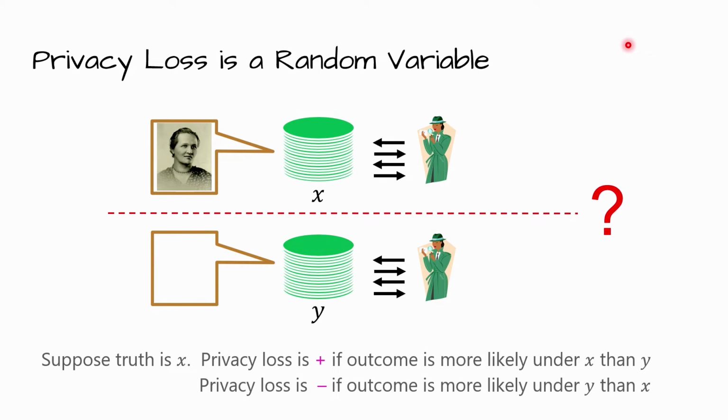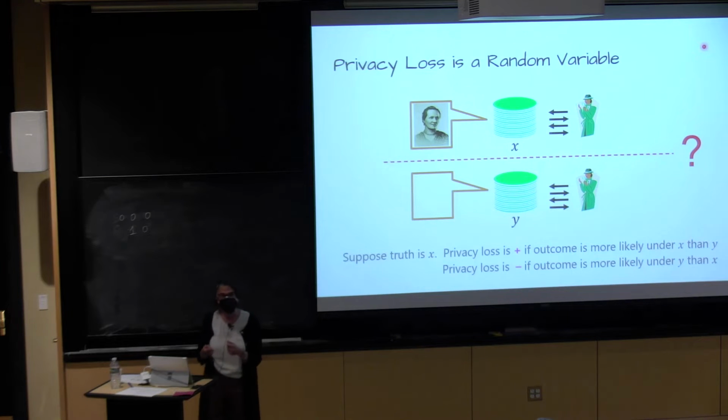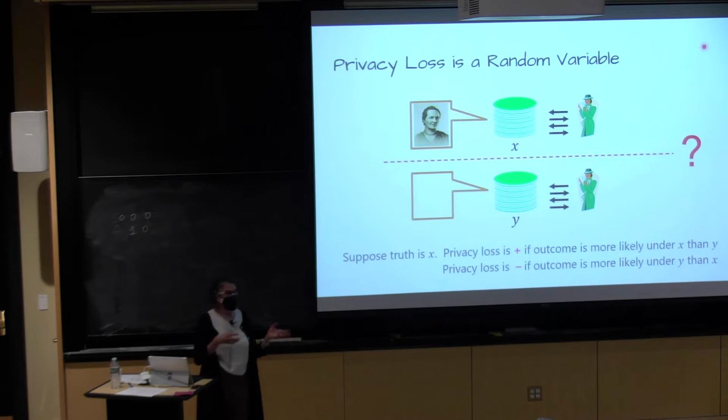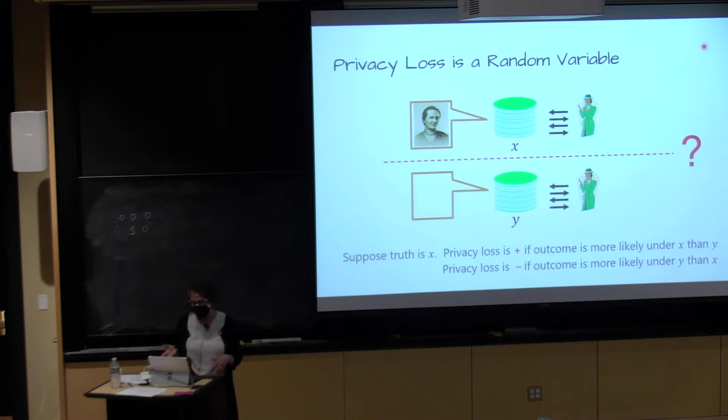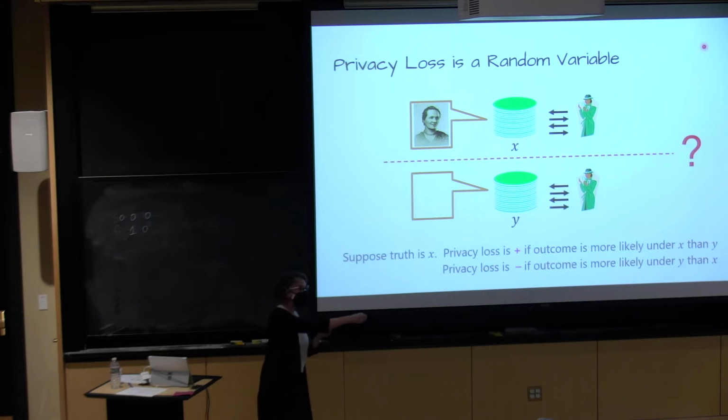Now, another comment. Suppose we're running either on X or Y. Suppose the truth is X. If we run the algorithm on X and we come up with a response, an outcome, that's more likely when the database is X than when the database is Y, that, as you'll see, gives us a sort of positive privacy loss. We really have lost something. We've tossed out this breadcrumb that's actually aiming in the right direction toward X.